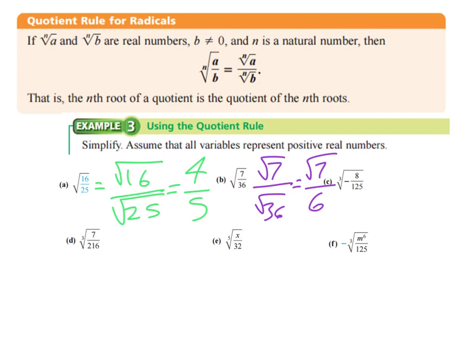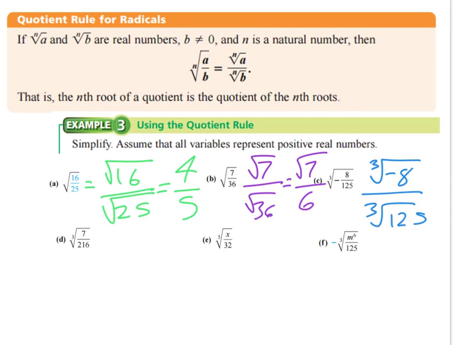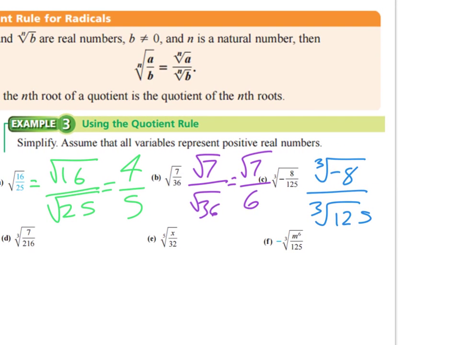Example C, we can do, and with this negative here, you can actually pull a negative out of a cube root, or if you want to, you could think of that as being with the numerator or with the denominator. Either way, it'll work out just fine. Again, we can cube root negative 8, we get negative 2, and we can cube root 125, we get 5, so negative 2/5 for that.